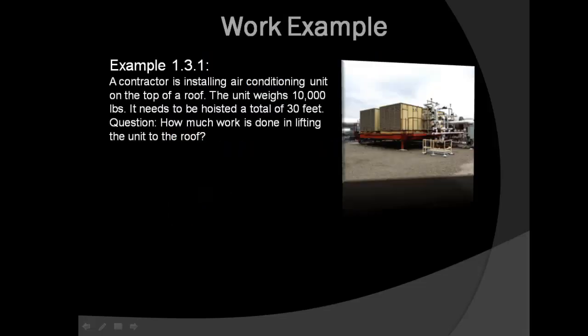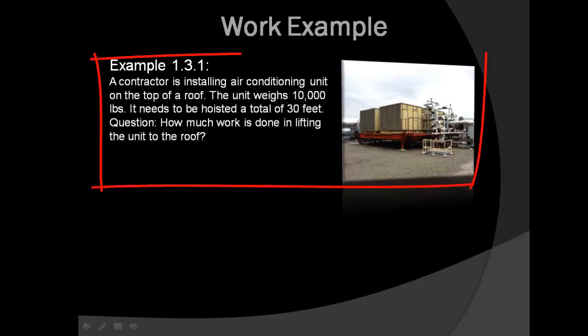Example 1.3.1. This is an example on calculating work. A contractor has the job of installing an air conditioning unit on the top of a roof. The unit has a total weight of 10,000 pounds and needs to be hoisted up 30 feet. The question is, how much work is done in lifting the unit to the roof?